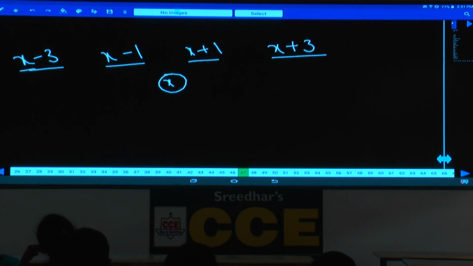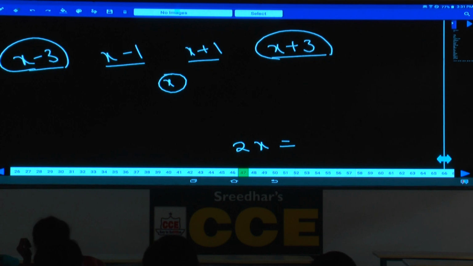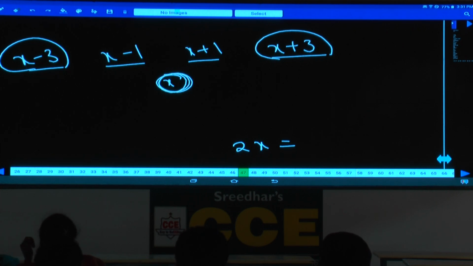You asked about sum of least and largest. X minus 3, x plus 3. What is sum? This is what you need to calculate. Okay. If average is x for 4 numbers, what is sum of numbers? 4x. 4x is how much more than x? 3x, which is given as 48.